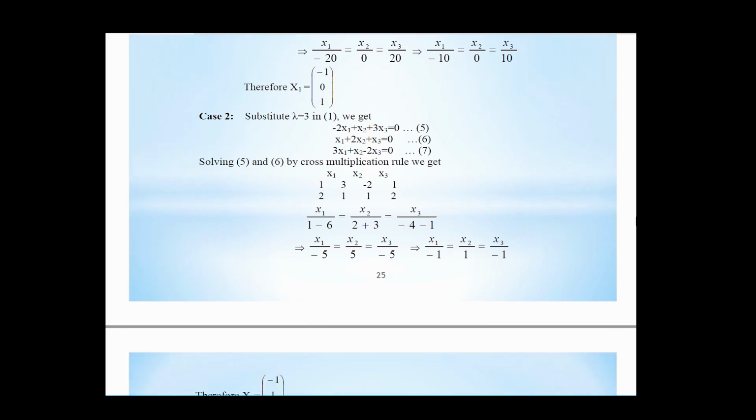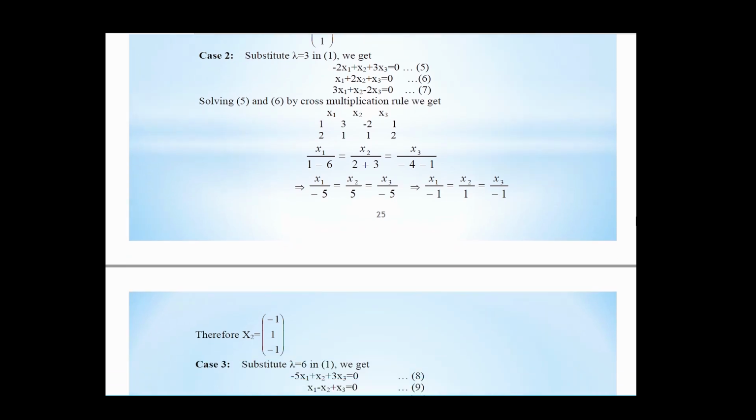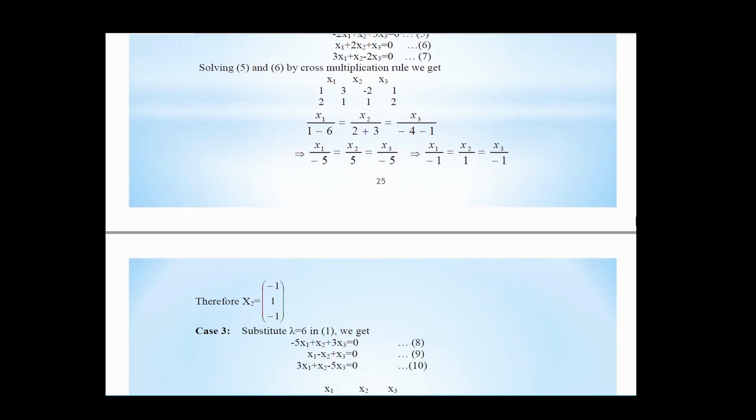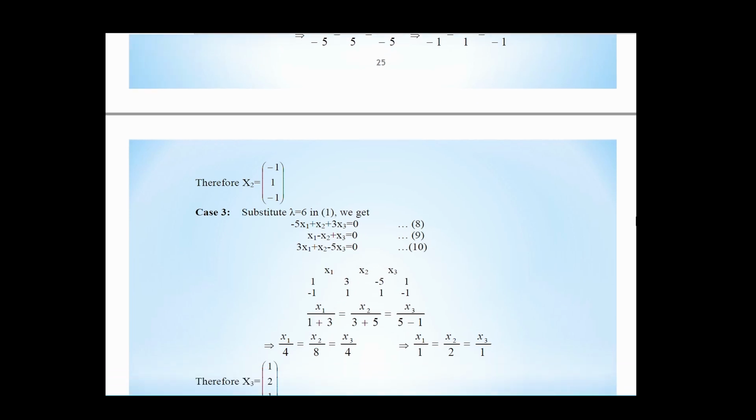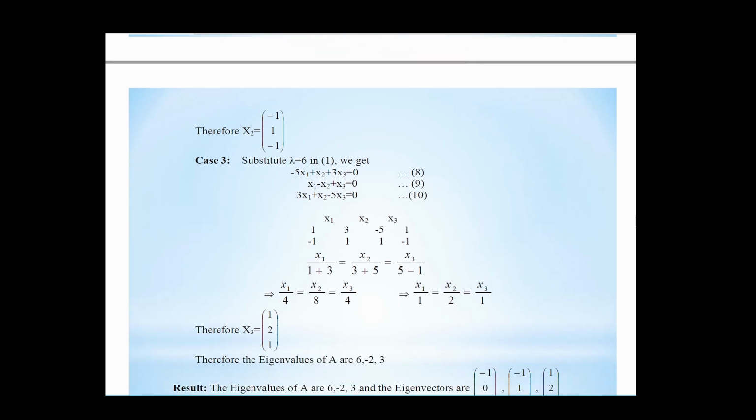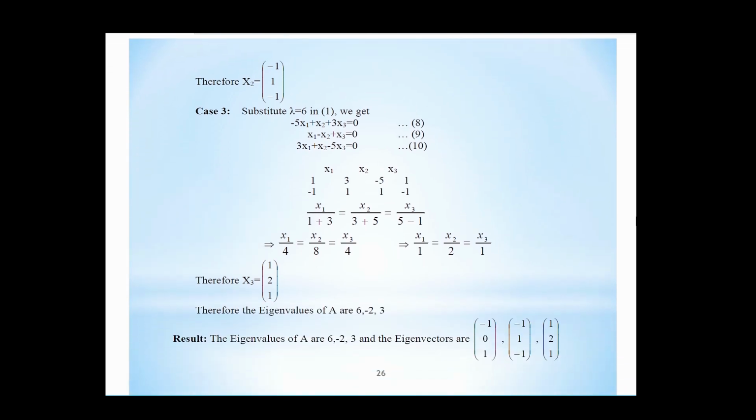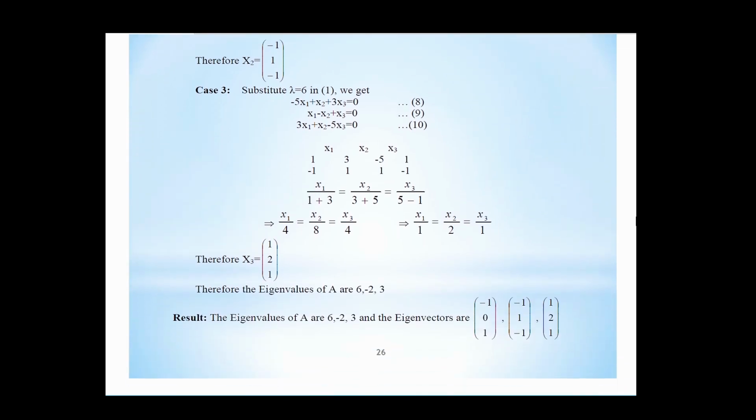We get the system of equations. Again we apply the cross multiplication rule. We get x1, x2, x3 equal to minus 1, 1, minus 1. Therefore x2 equal to minus 1, 1, minus 1 for the eigenvalue lambda equal to 3. Now finally we substitute lambda equal to 6 in the above system of equations, that is equation number 1.